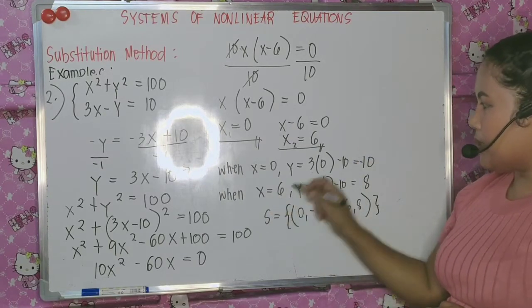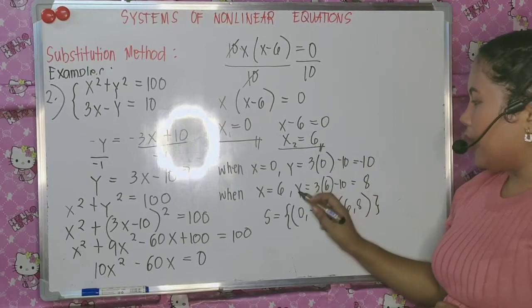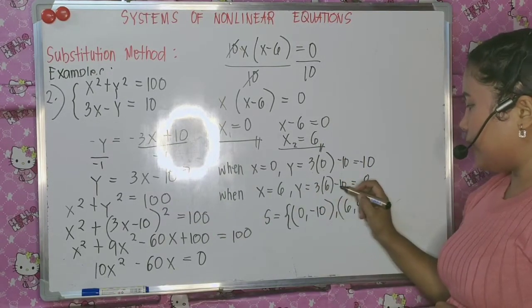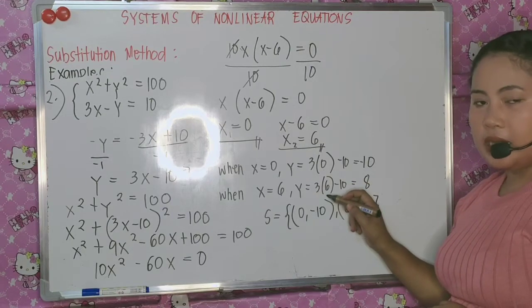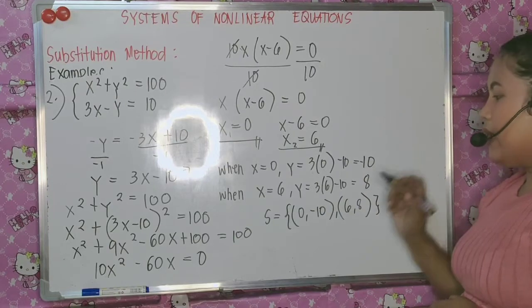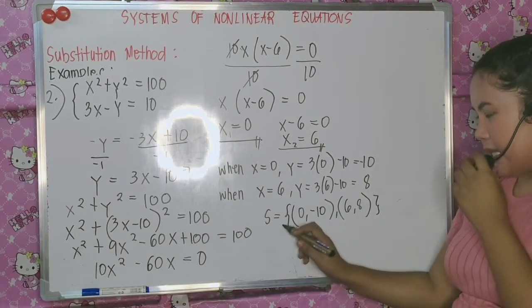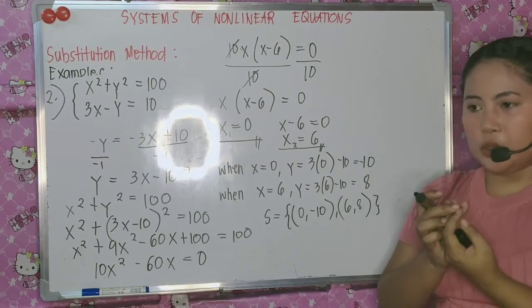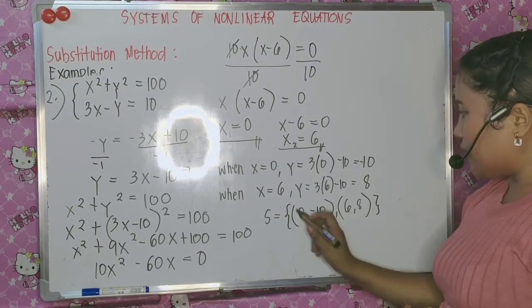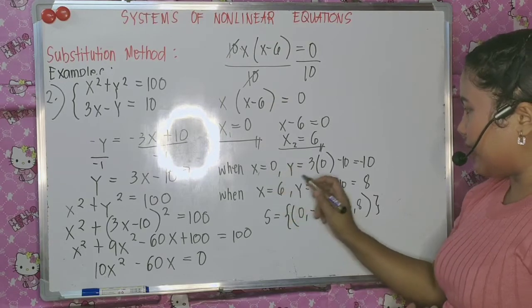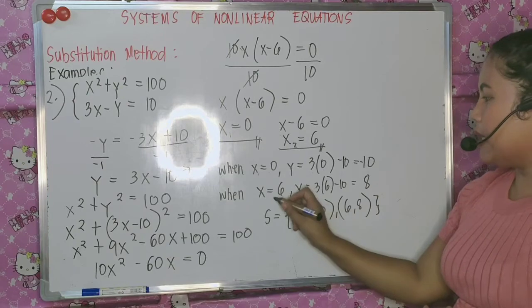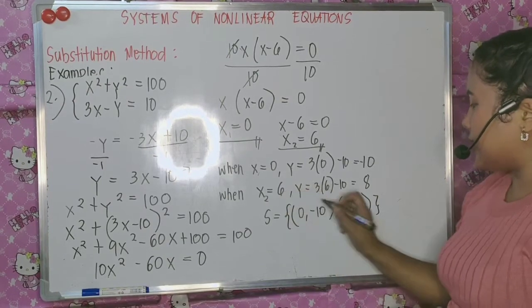When x equals 6, so ito naman yung gamitin natin, x sub 2, y equals 3 times, so yung x papalitan natin ng 6 minus 10. So, 3 times 6, 18. 18 minus 10, we have 8 na lang, okay? So, mayroon tayong solution set kasi dalawa yung ordered pairs natin dyan. Okay, so first, (0, negative 10). Yung 0 dito, ito yung x sub 1 natin. Tapos yung result natin na negative 10. So, (0, negative 10). Then, yung x sub 2 natin is 6, then 8.